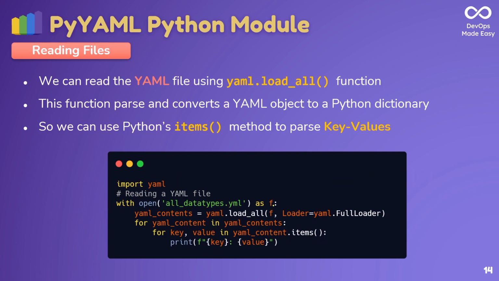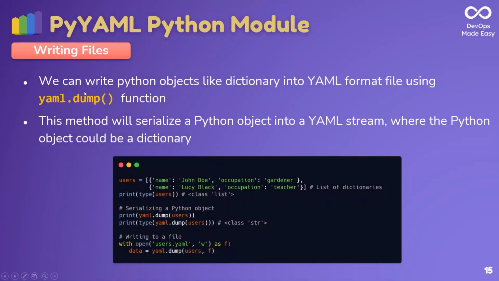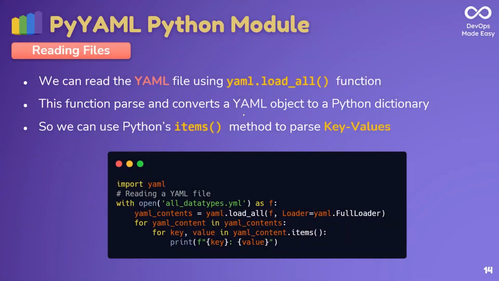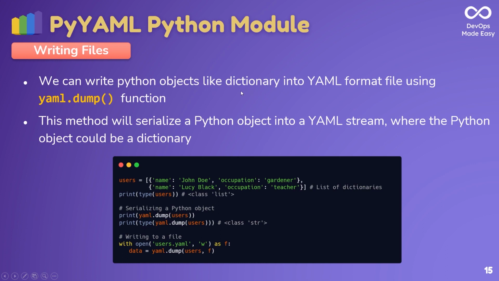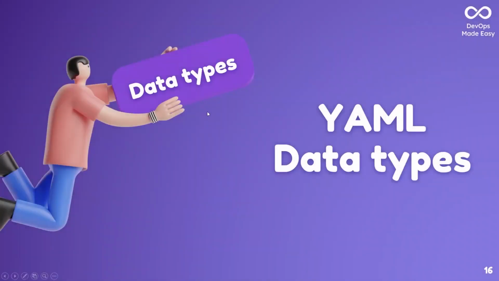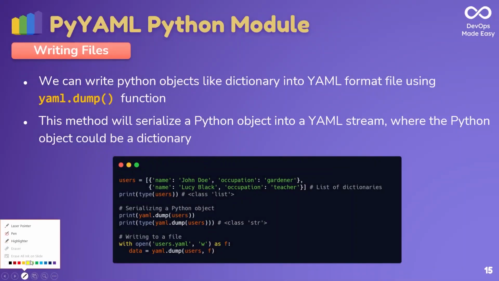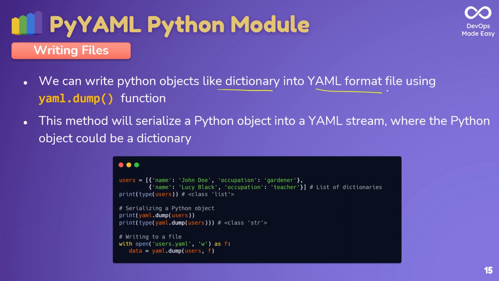Okay, and that is about reading the YAML files, and we can also write the YAML files using the Python PyYAML module. The first process is converting the YAML objects into a Python dictionary. The next operation, that is the writing operation, is simply a reverse of the earlier operation, which is converting a Python dictionary into a YAML format.